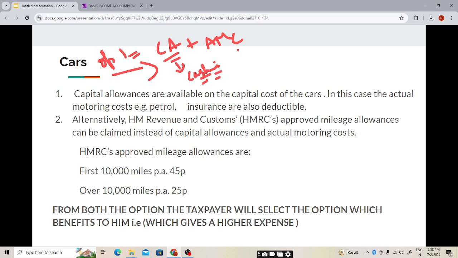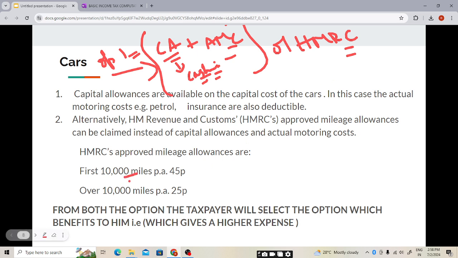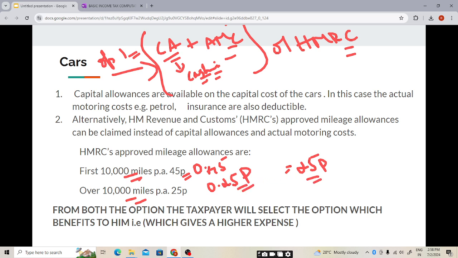Option two is HMRC approved mileage allowances, that is the first 10,000 miles at 0.45 pounds or 45 pence, and above 10,000 miles at 0.25 pounds or 25 pence.